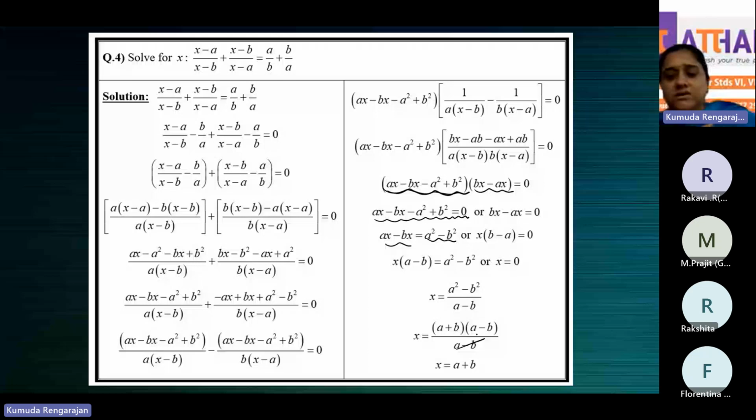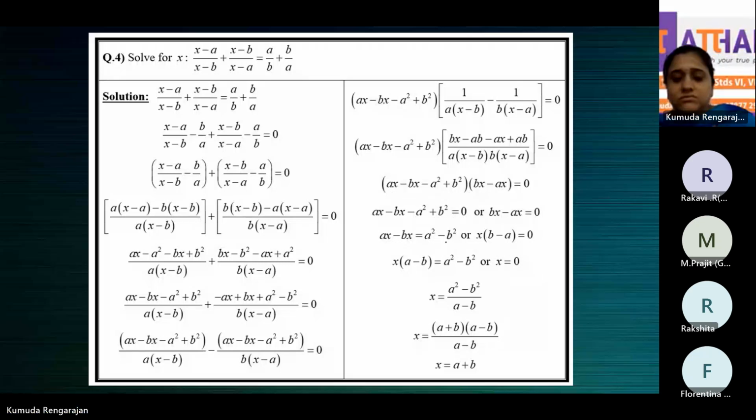On the other side, when you take out x common, x into b minus a is equal to 0. So this b minus a will come for division to the other side. So x is equal to 0. One value of x is 0, the other value of x is a plus b. Understand, children? This is the continuation of this one. One value of x is 0 because when you take out x common, x into b minus a is 0, so x is equal to 0 by b minus a. So x is 0.